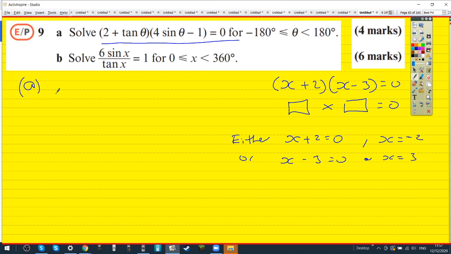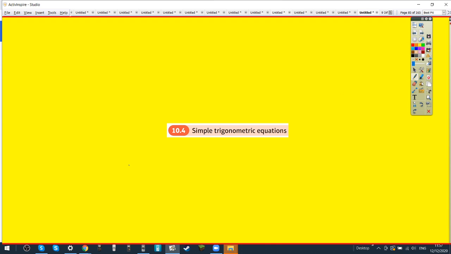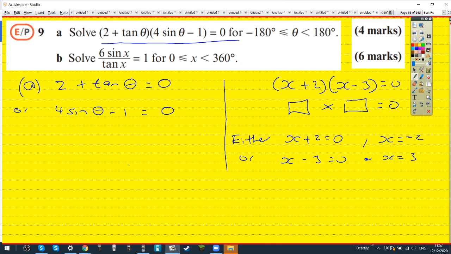So you do 2 plus tan theta equals 0. And then 4 sine theta minus 1 equals any other number? No. Would it also be 0? Yeah. Either this equals 0 or this equals 0. And then you just solve the two separately. They're quite easy to solve, but that's how you deal with the brackets. The other one we didn't do, simple trig equations.